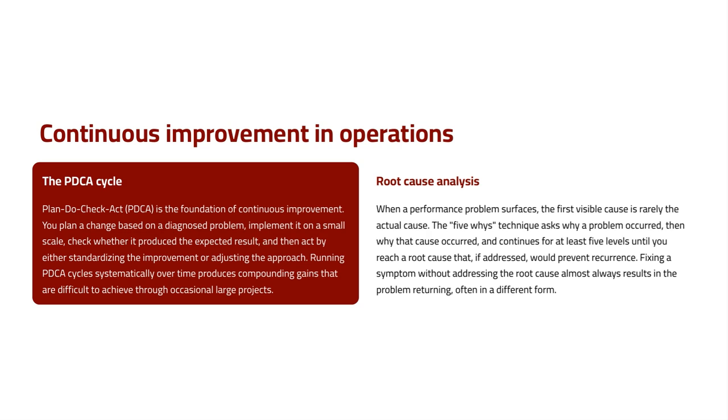This cycle, done repeatedly, creates gains that are much more sustainable than occasional big projects. Another key tool is root cause analysis. When a problem arises, the obvious cause you see first is rarely the true underlying issue. The 5 whys technique helps by asking why something happened, then why that cause happened, and so on, digging down through at least 5 layers until you uncover the real root cause.